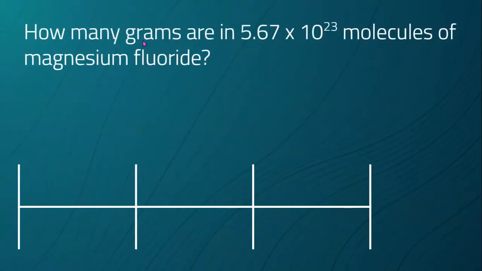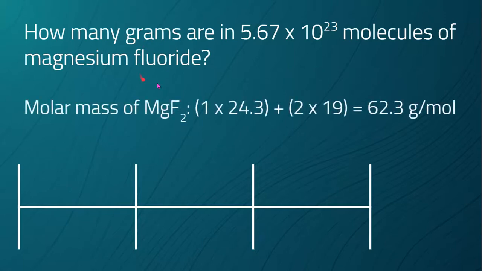The next question asks us, how many grams are in 5.67 times 10 to the 23rd molecules of magnesium fluoride? Magnesium fluoride consists of magnesium, which is Mg with a +2 oxidation number, and fluoride is capital F with a -1. When you crisscross that, you get MgF2, and I'm going to start by calculating the molar mass of that compound. So I have 1 magnesium at 24.3 grams per mole, plus 2 atoms of fluorine at 19 grams per mole. You add those up to get a total of 62.3 grams per mole.